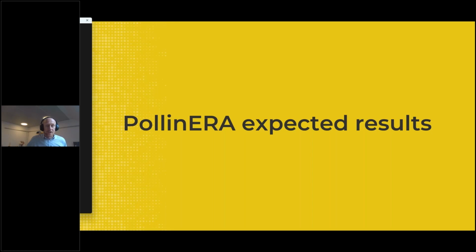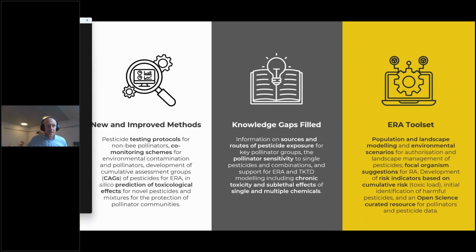So what are the expected results from our research activity and engagement activities? I will run through those. The project aims to develop, as I mentioned before, a variety of new and improved methods. So there are pesticide testing protocols for non-bee pollinators, a co-monitoring scheme, the development of cumulative assessment groups, and the development of in silico models, also for novel pesticides and mixtures. We also want to build our knowledge on sources and routes of exposure and pollinator sensitivity, and to support the development of TKTD modeling for chronic toxicity testing, and also testing of sublethal effects for not only single chemicals, but also multiple chemicals.